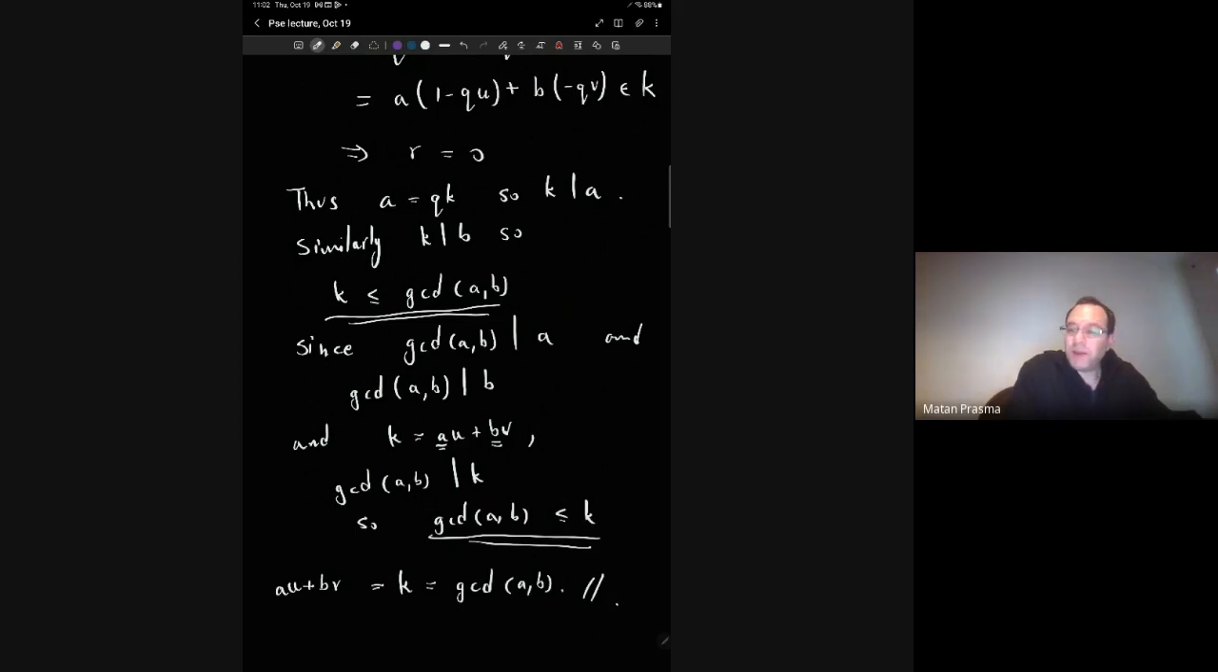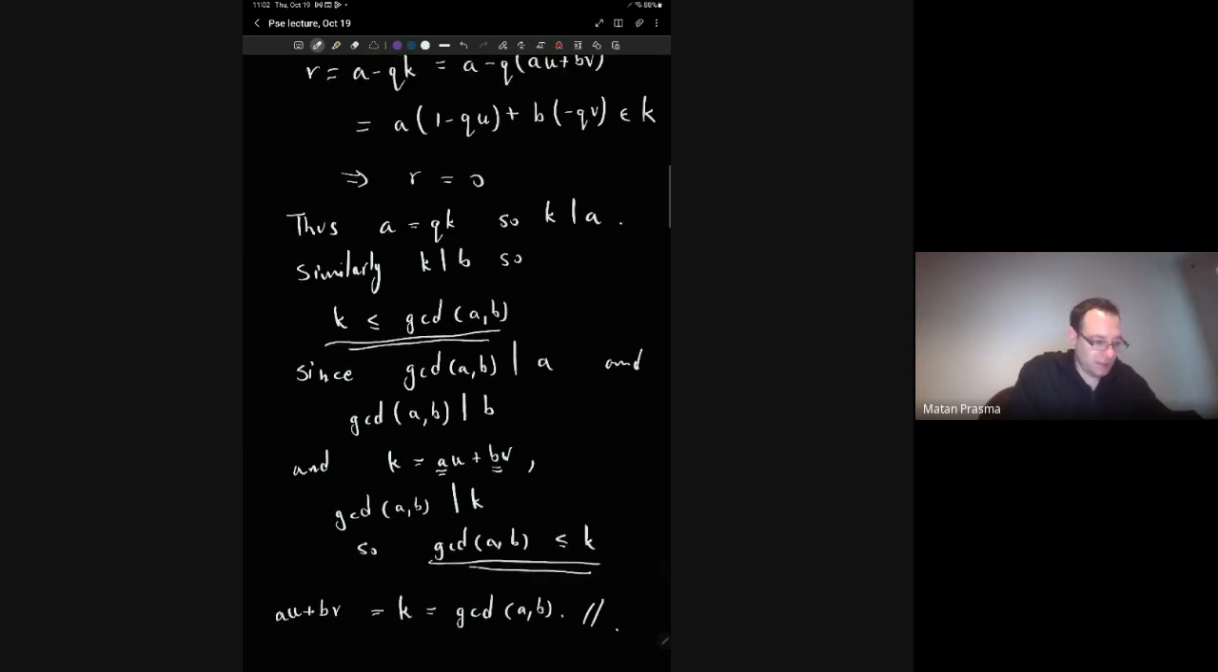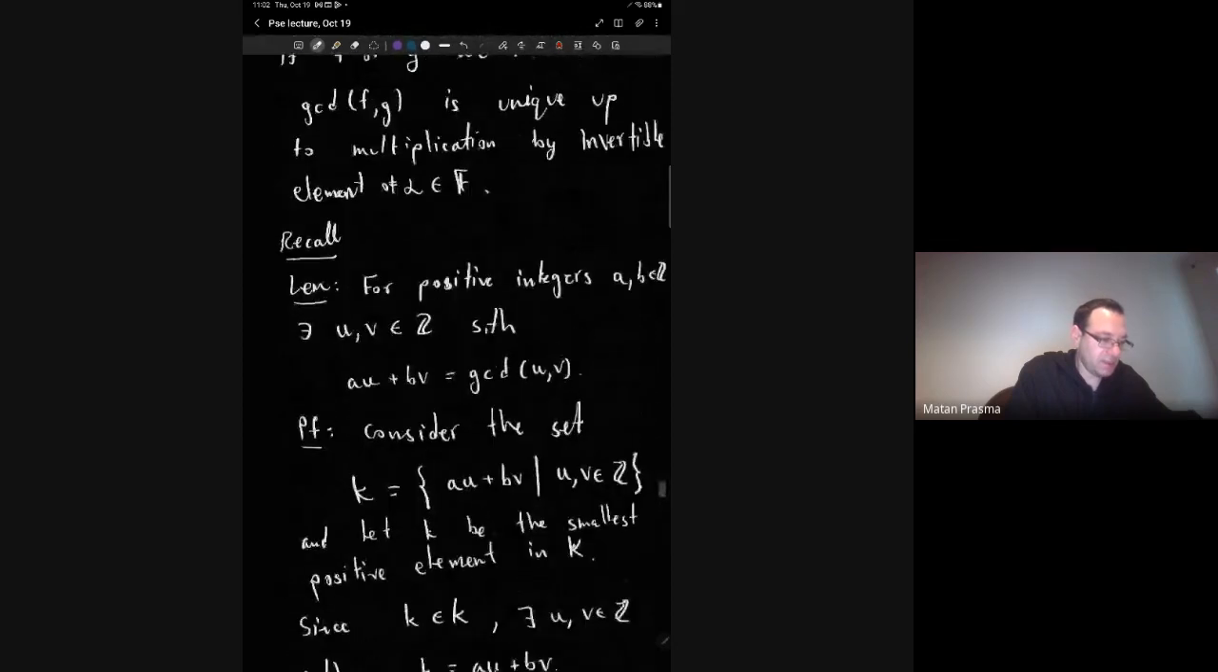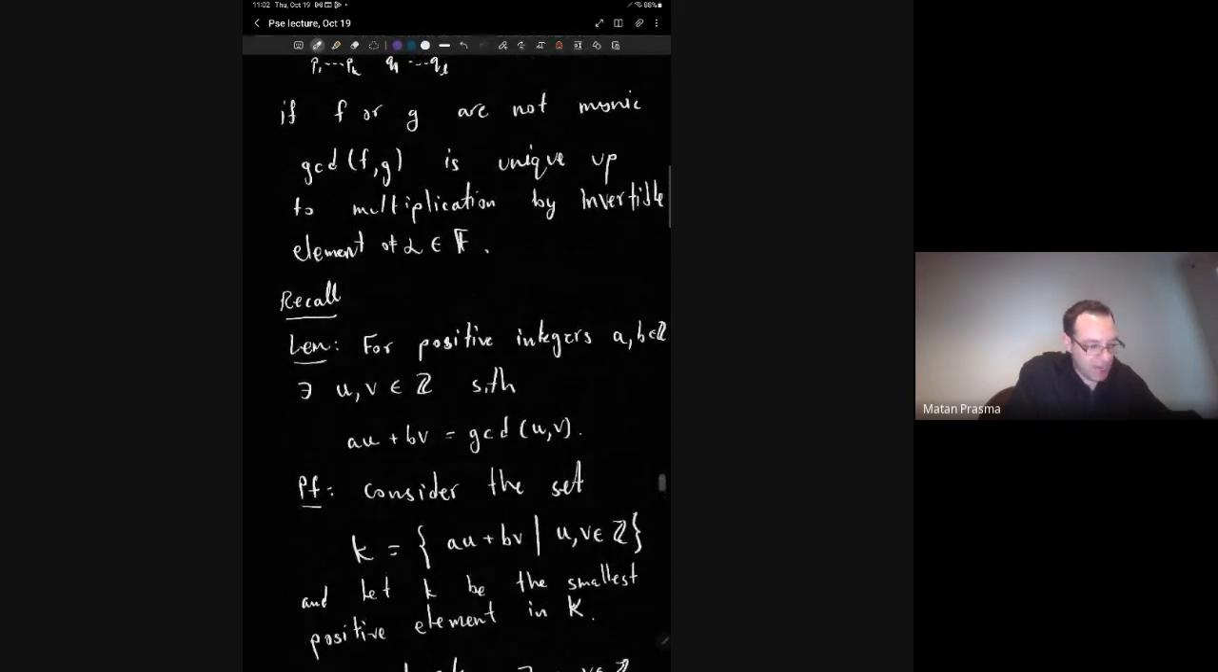Any question about the proof? This is the Bézout lemma. And I remind you that the coefficients U and V are typically not unique. But we only care about existence in this case.